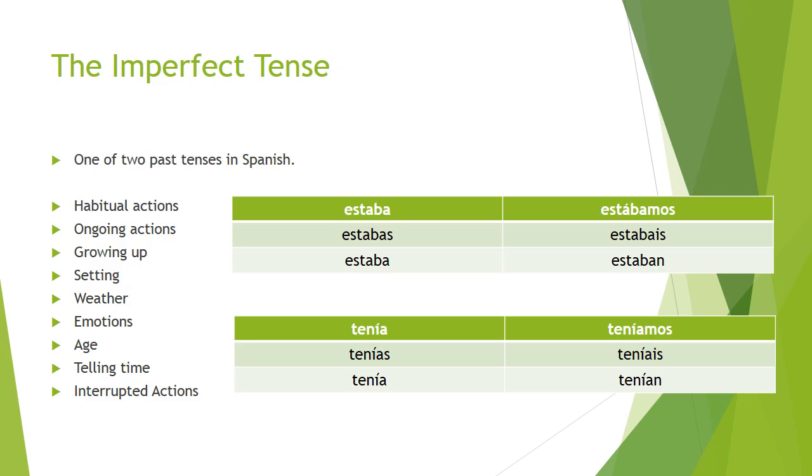Here are the conjugations for the imperfect tense, with the verb estar. Estaba, estabas, estaba, estábamos, estabais, y estaban. And here are the conjugations with tener, which is an ER verb. Tenía, tenías, tenía, teníamos, teníais, tenían.